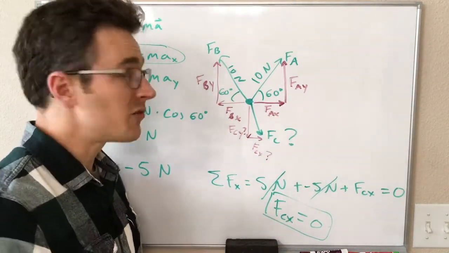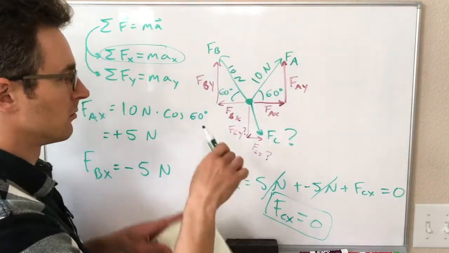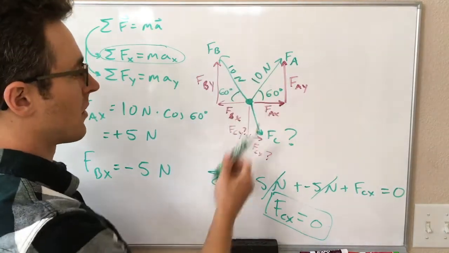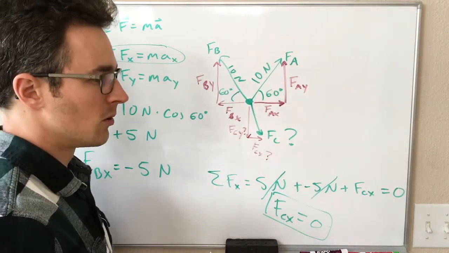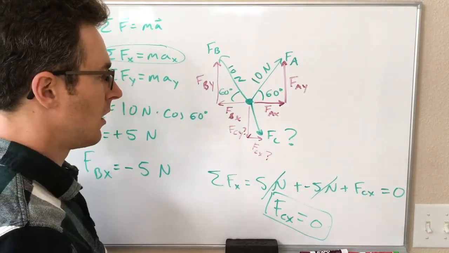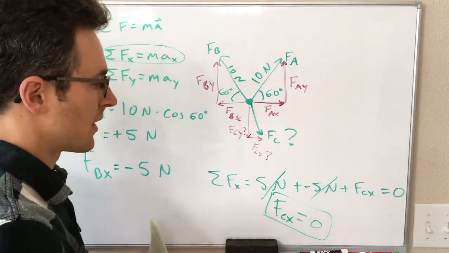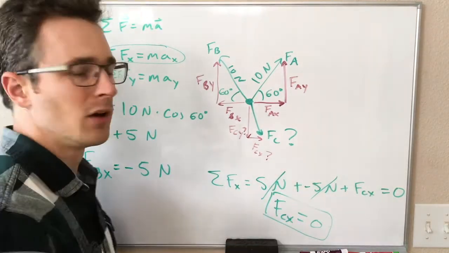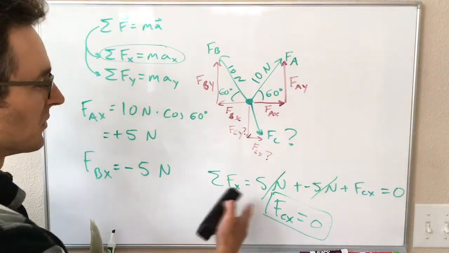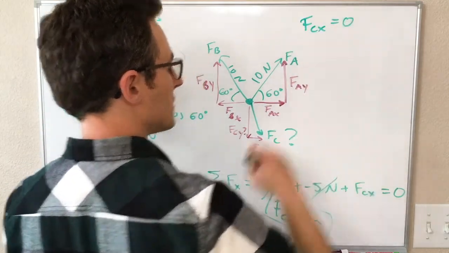One probably could have guessed this because of the symmetry here. Both of these are 10 newtons. Both of them are in symmetrically opposite, mirror flipped directions. So one would be correct in thinking that FC has to be pointing straight down or straight up because of that symmetry. So that is correct, but we can show that more formally with Newton's second law also. All right, so that's good. I'll write this result up here. The x component of FC equals 0.